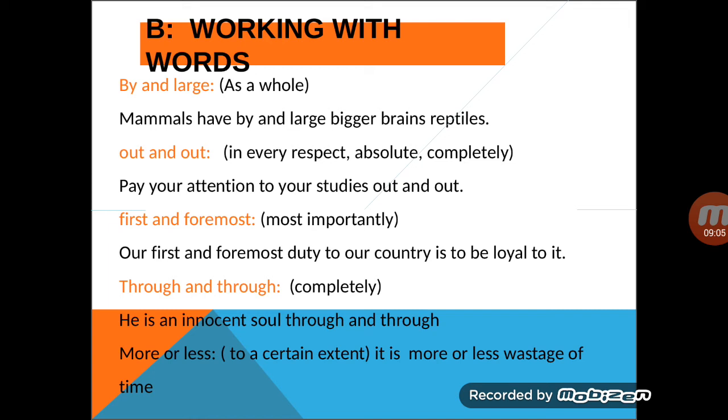More or less, to a certain extent. It is more or less wastage of time. To a great extent, it is wastage of time. So it is more or less wastage of time in every respect. It is not beneficial.